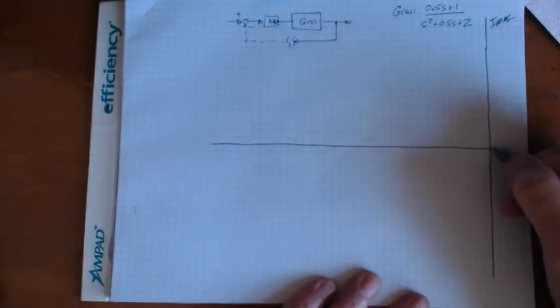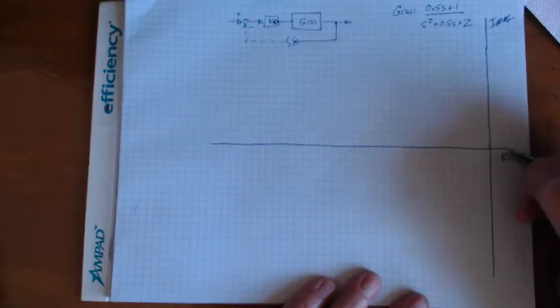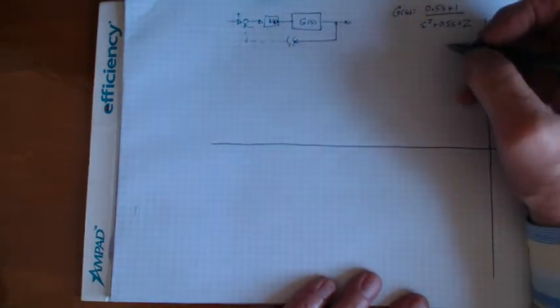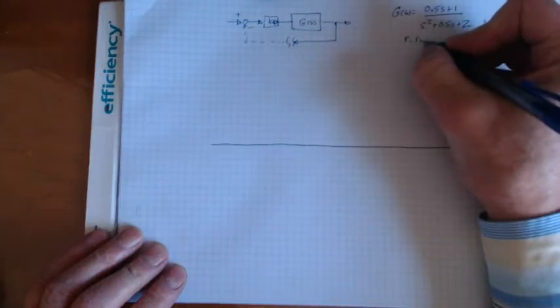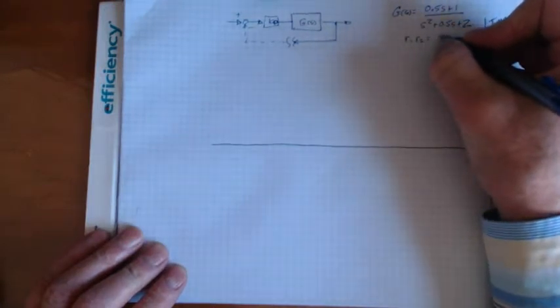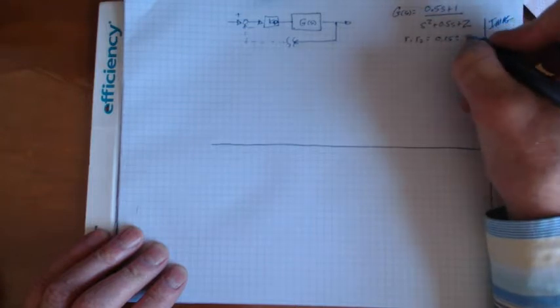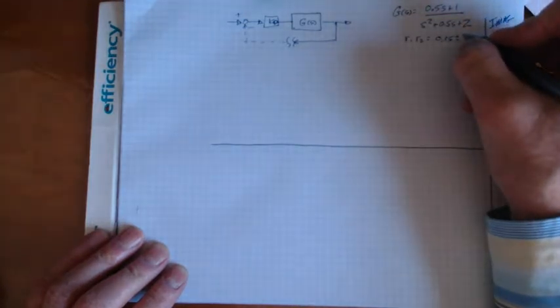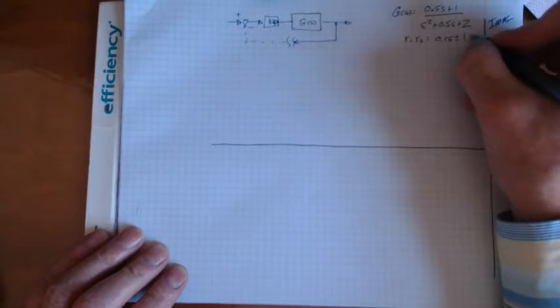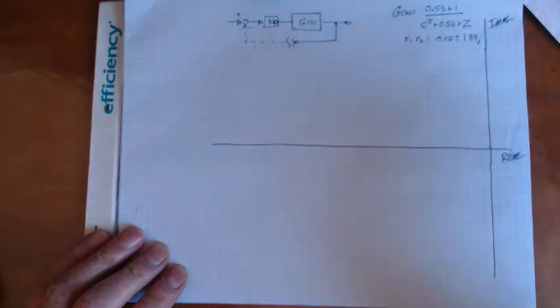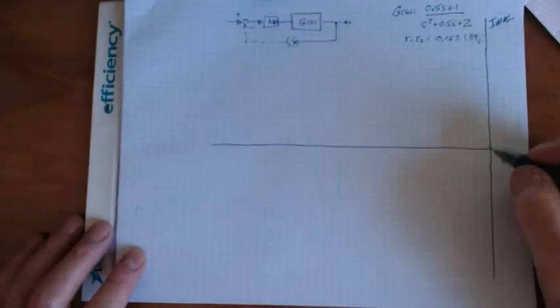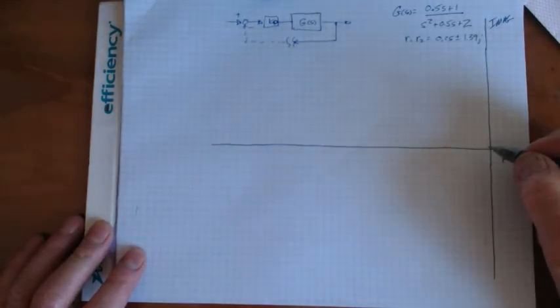So what I'm going to do is say, okay, where are the roots of this? R1, R2 equals 0.25 plus or minus 1.39J. All right, so we know that the open loop poles, we're going to plot those at 0.25 plus or minus 1.39J.